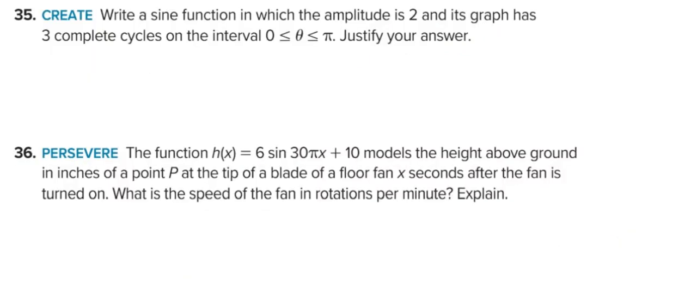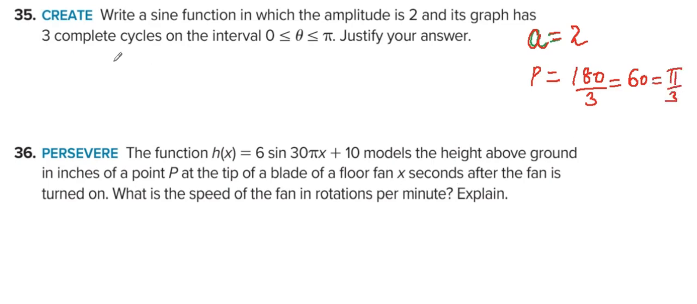Now questions 35 and 36 are easy. Write a sine function. Amplitude is given as 2, so a is 2. And 3 complete cycles between 0 and 180. That means, what is the period here? The period is 0 to 180, 3 cycles, so 180 divided by 3, which is 60 degrees, or you can say pi by 3. So this is the period.